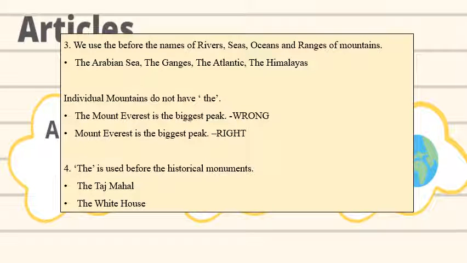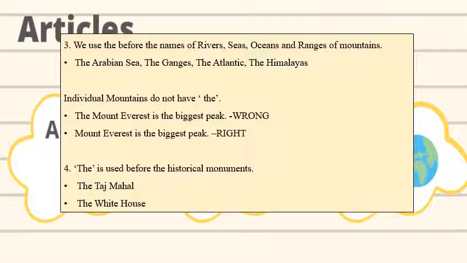Next we have the names of rivers, seas, oceans, ranges of mountains. For example, the Arabian Sea, the Ganges, the Atlantic, the Himalayas. We use the before the rivers, seas, oceans, etc. But when we are referring to one mountain, the name of one mountain, we don't use the. For example, the Mount Everest is the biggest peak is wrong. We say Mount Everest is the biggest peak. When we speak about one mountain, we don't use the before its name.